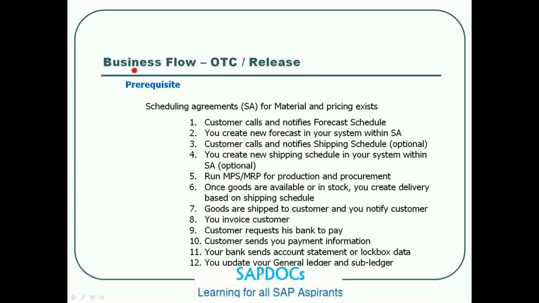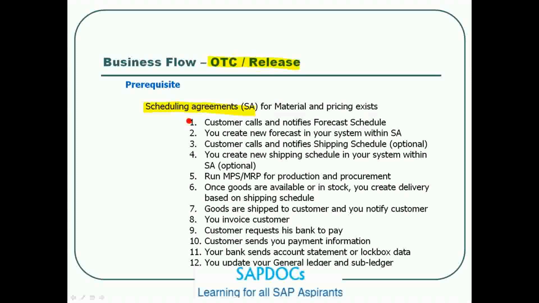Now let's take a look at what happens when we get a release instead of spot buys. For a release, just like orders, there has to be some prerequisite data existing in your system. There has to be an agreement for materials and prices in your system, that you or your customer already negotiated a price for a given material, and sometimes the quantity for a given time frame, maybe a year. That's already agreed.